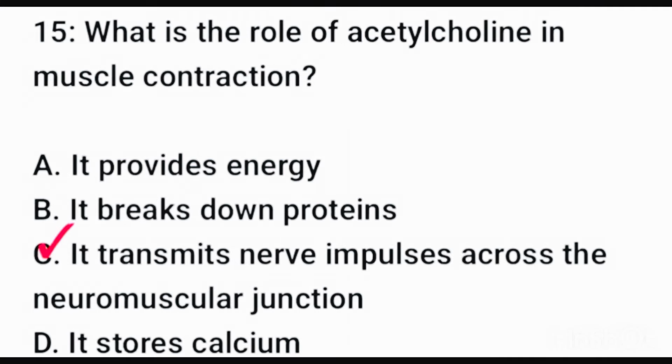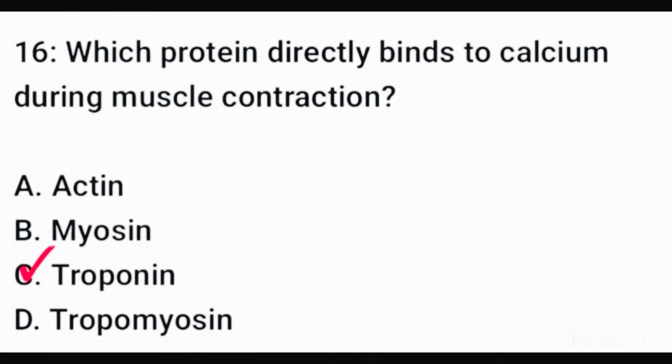Question number 15. What is the role of acetylcholine in muscle contraction? Here correct option is option C, it transmits nerve impulses across the neuromuscular junction. Question number 16. Which protein directly binds to calcium during muscle contraction? Here correct option is option C, troponin.